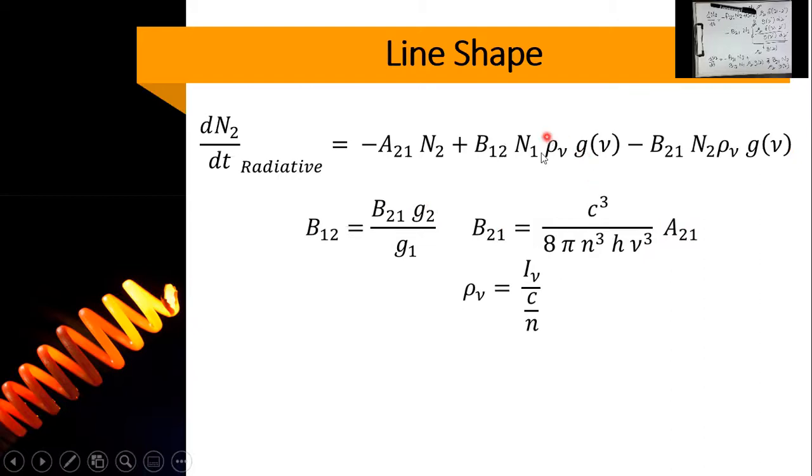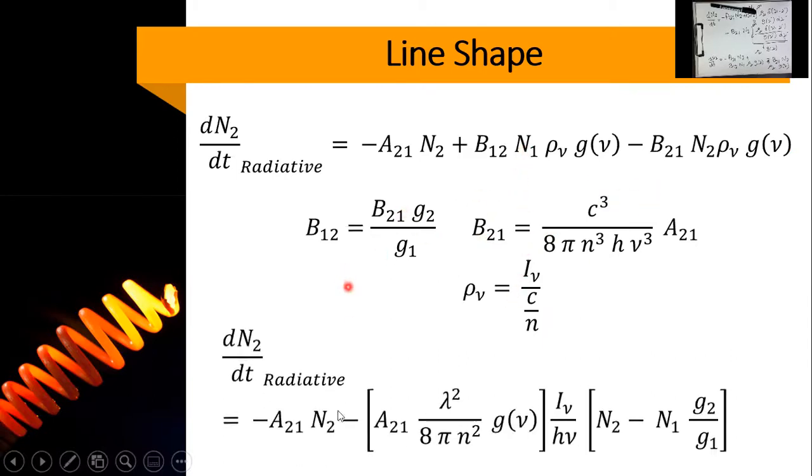And now we can introduce this rho of mu, or the density, as the normalized intensity. We are just normalizing the intensity with respect to speed. The intensity is I of mu, and the speed, of course, is c over n, where c is the speed of light and n is the refractive index of the material. So this is just substituting. I'm going to substitute these three terms in this equation, so I will get this general term.